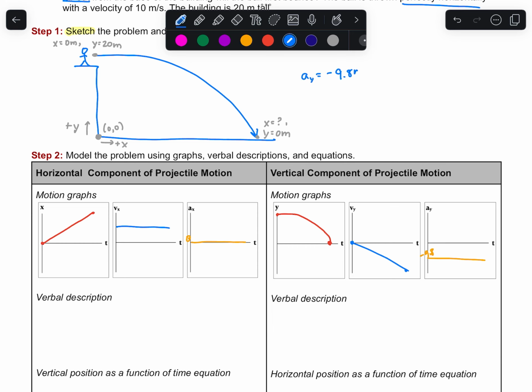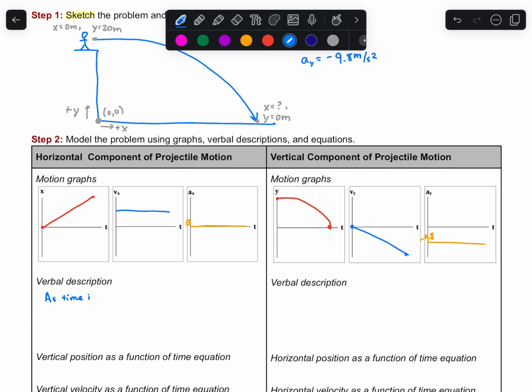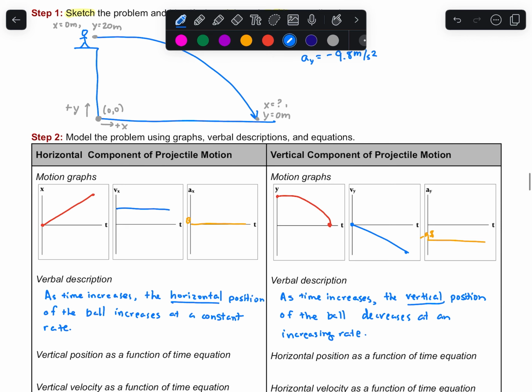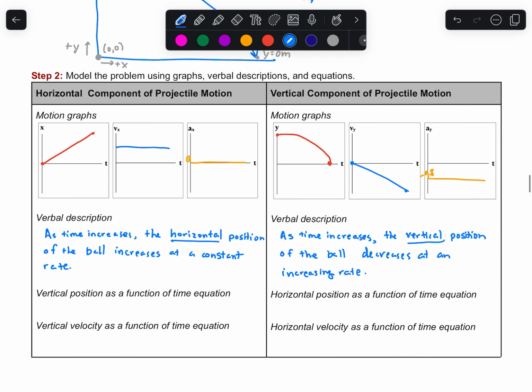Now let's describe this motion verbally. And now let's describe the vertical motion verbally. With our verbal descriptions complete, let's now switch to writing the equations. We're going to start with the horizontal position equation. The horizontal position is changing at a constant rate, so I need a constantly changing horizontal position.